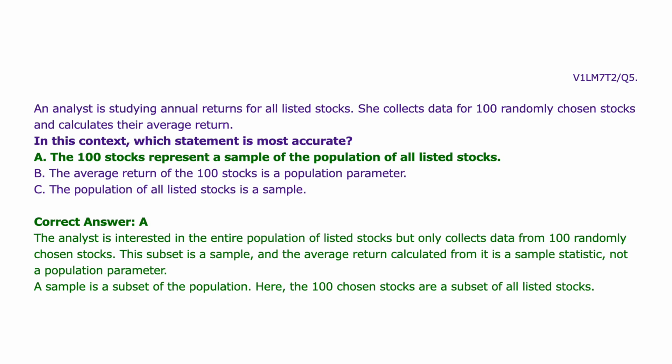The 100 stocks are a sample, not the population. The average return is calculated as a sample statistic, not a population parameter. This directly answers the question. The analyst is studying the population but only has a subset.